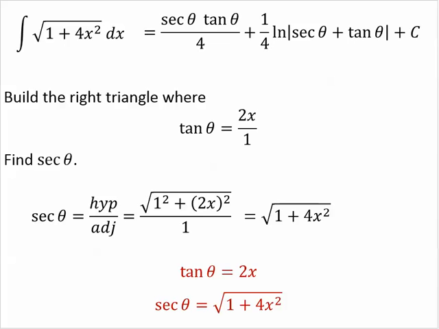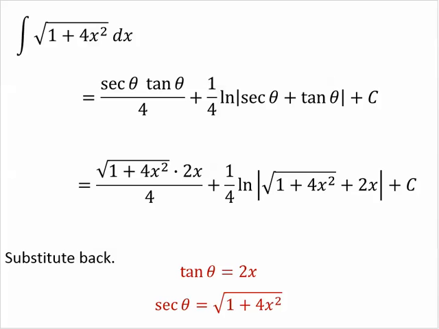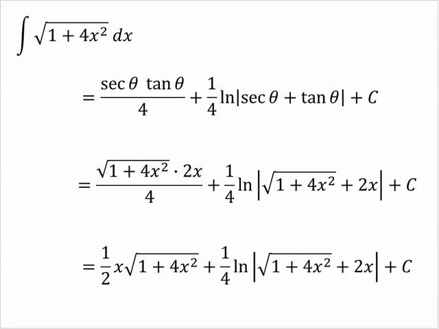So let's do a quick summary. Tangent theta equals 2x, and secant theta equals square root of 1 plus 4x squared. We're ready to substitute back. Every time you see a tangent theta, put in 2x, and then also do your secant theta. Substitute back, and this is what you get. Now, there's just a little bit of cleanup that you need to do. You're basically all done.